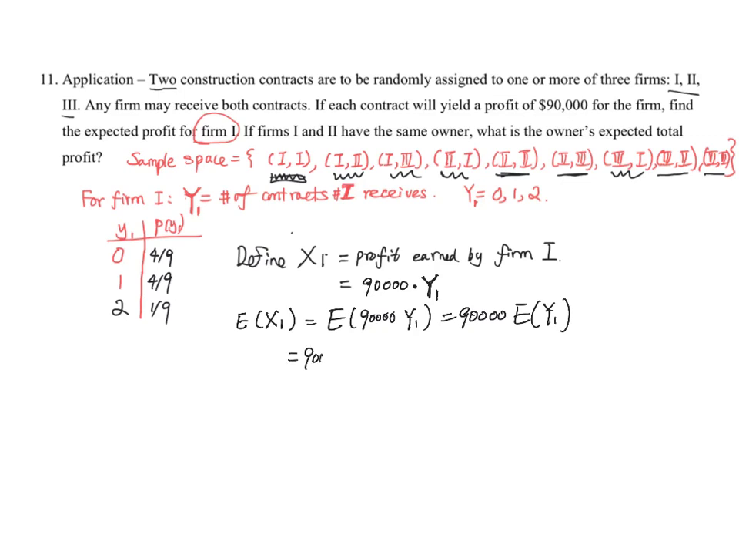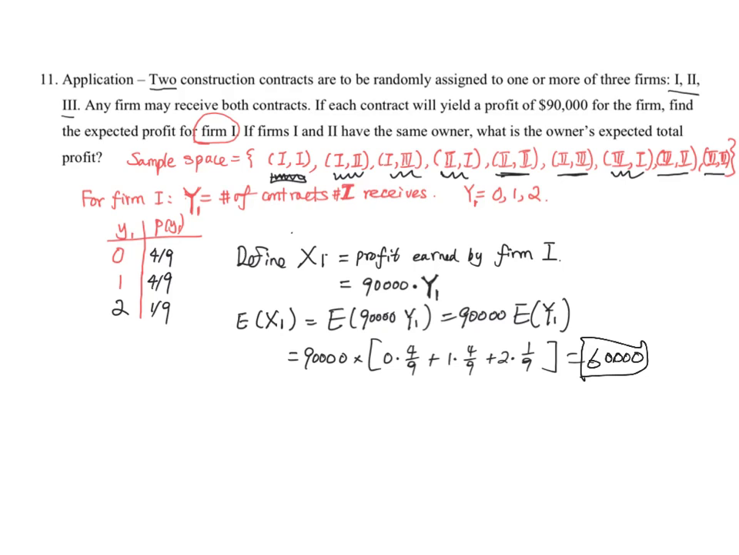And let's do the algebra. 90,000 times the expectation of Y1 is 90,000 times (0 times 4/9 plus 1 times 4/9 plus 2 times 1/9). Okay, let's do the algebra. This is going to be 4 plus 2 is 6/9. 6/9 is 2/3. So 2/3 times 90,000 is 60,000. So that's the expected profit for firm number one.